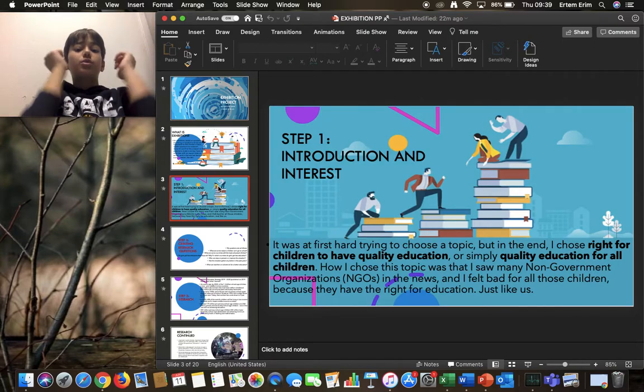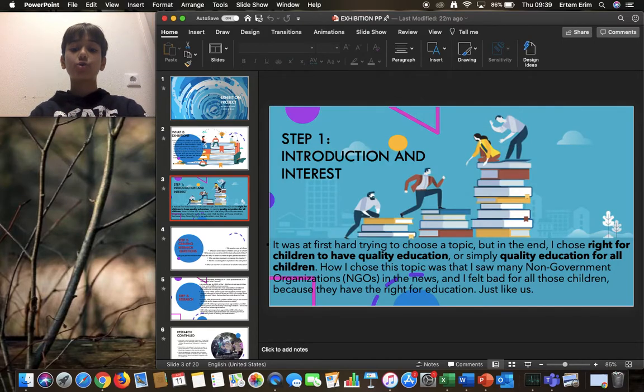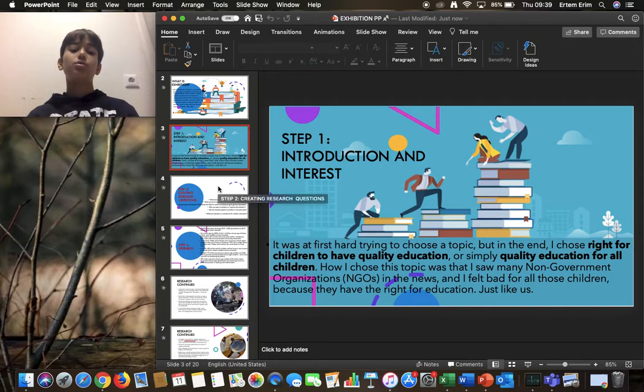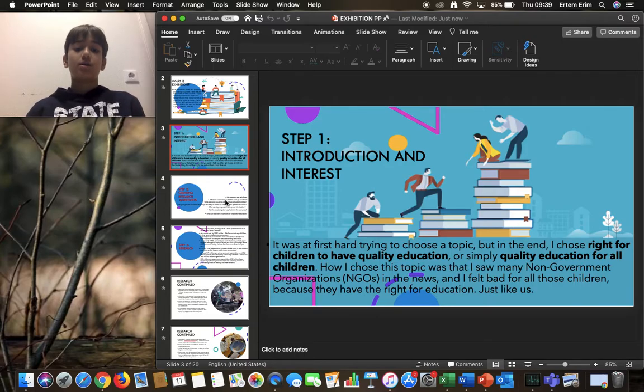So, step 1, introduction and interest. It was at first hard trying to choose a topic, but in the end I chose the right for children to have quality education, or basically simply quality education for all children. How I chose this topic was that I saw many non-government organizations, or NGOs, in the news, and I felt bad for all those children I saw because they have the right for education, just like us.